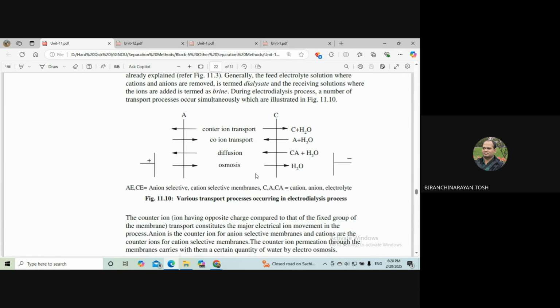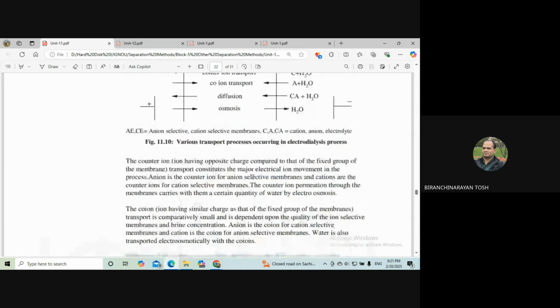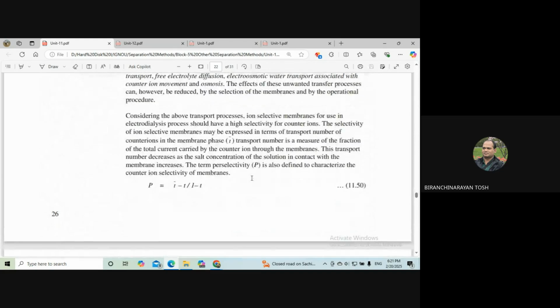In diffusion, electrolytes diffuse from the brine to the dialysate because in the electrodialysis process the brine is usually more concentrated than the dialysate. Water transport is also associated with electrolyte diffusion. So these are the various transport processes I have already discussed.